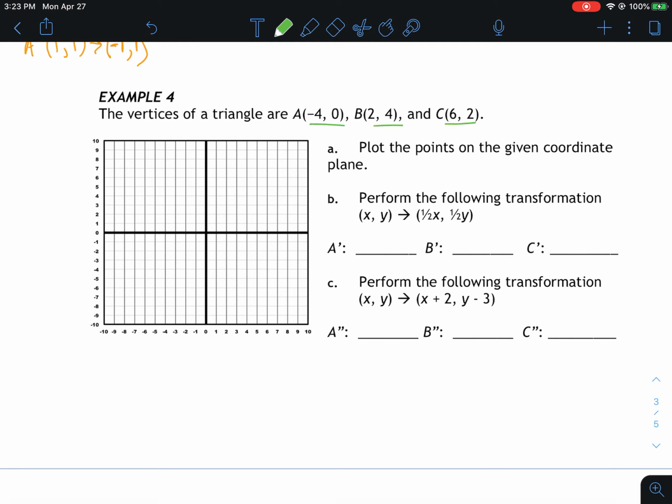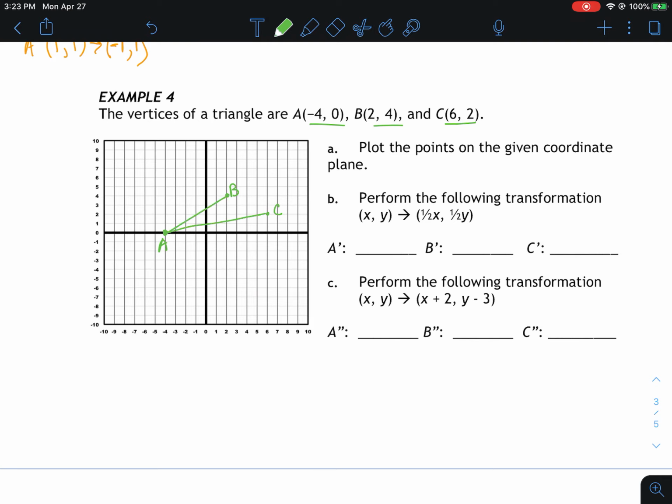So for example 4, we're working with a triangle A, B, C. So -4, 0 is right here on the x-axis, letter A. Letter B is at 2, 4. And letter C is at 6, 2.